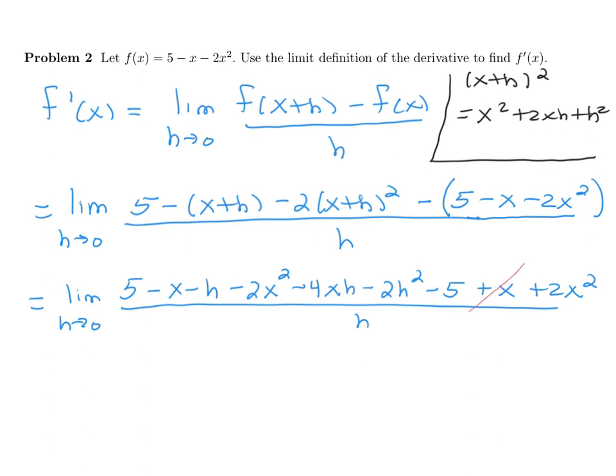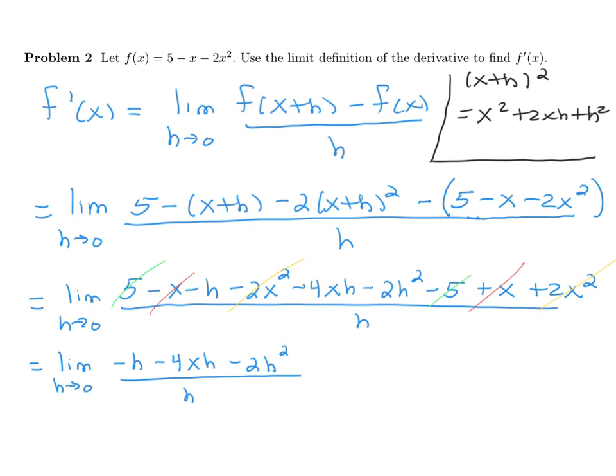I see there's this plus and minus x. Those cancel. We have a positive and negative 5. Those cancel. And positive 2x squared and a negative 2x squared. And that is it. There's nothing else that cancels, so I'm going to write down this is equal to the limit as h goes to 0 of, we have minus h minus 4xh minus 2h squared all divided by h.